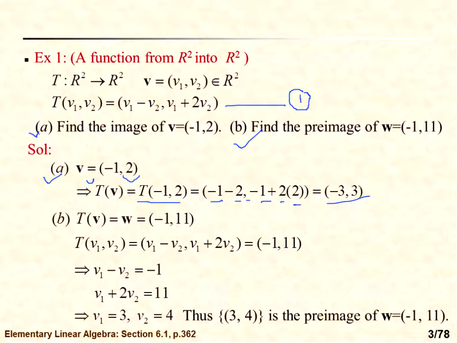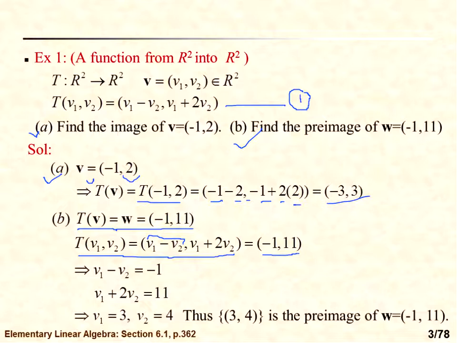Now we see the B part. Find the pre-image of W. So the pre-image of W, it is given that T(V) = W = (-1, 1, 1). It is given, and we know that T(V1, V2) is equal to (V1 - V2, V1 + 2V2) from equation number 1. And it is given that T(V1, V2) is equal to (-1, 1, 1). It is given inside the question.